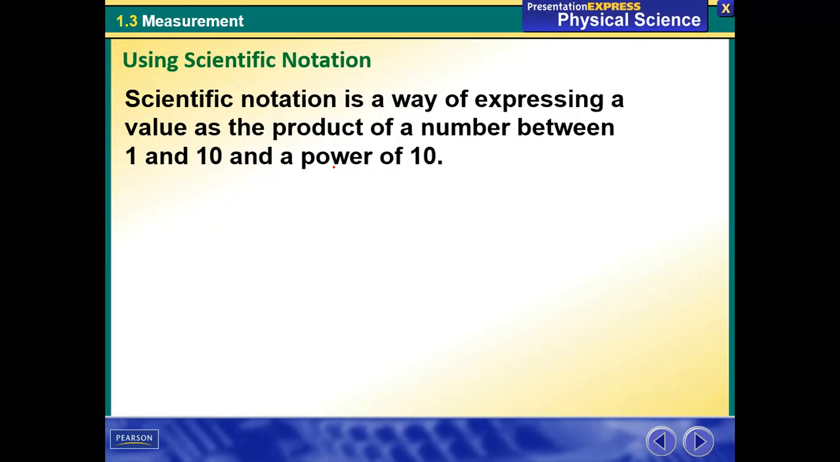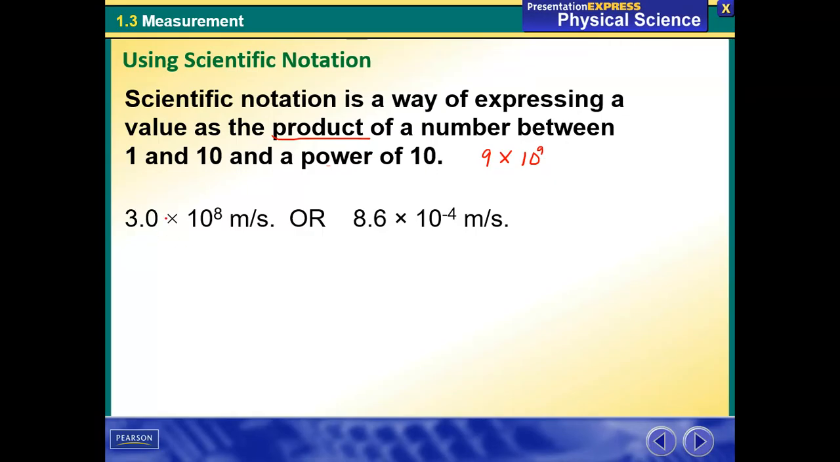The definition of scientific notation is a way of expressing a value as a product of a number between 1 and 10 and a power of 10. What that means is there are two parts. Product, remember, is multiplication. So we're going to have a number between 1 and 10, let's say 9. We're going to multiply it, product, by a power of 10. So we're going to have 10 to some number up here, let's say 10 to the 9th.